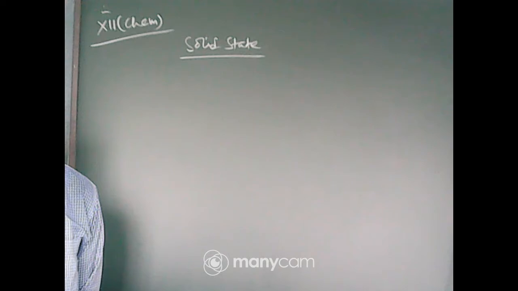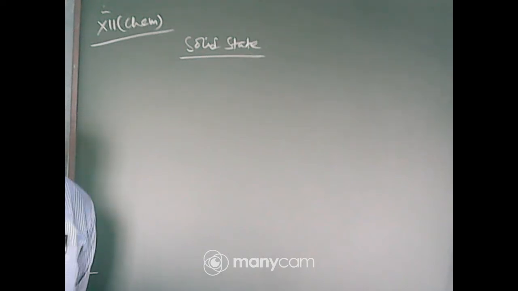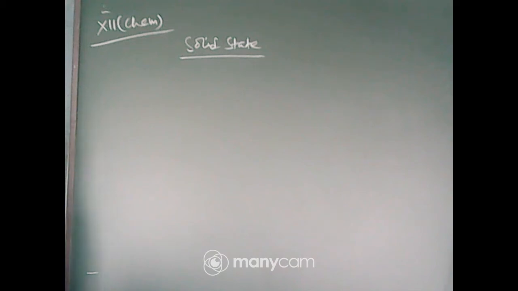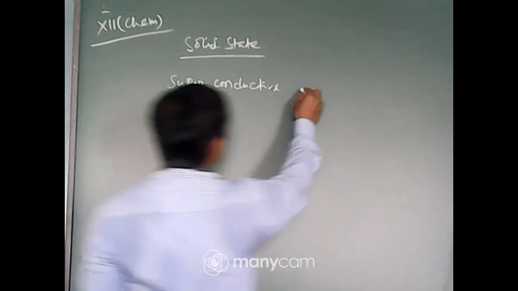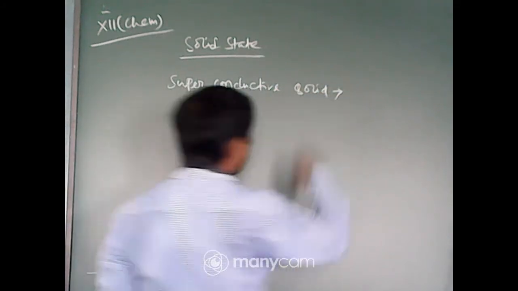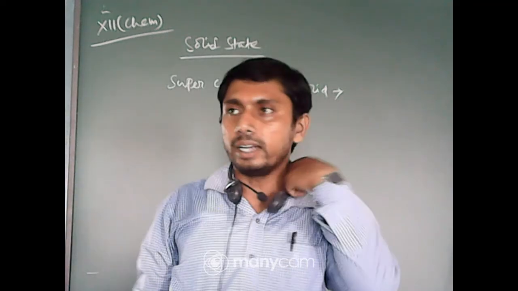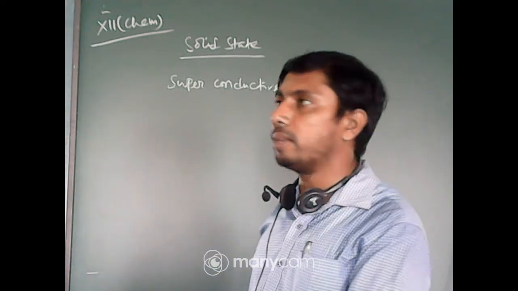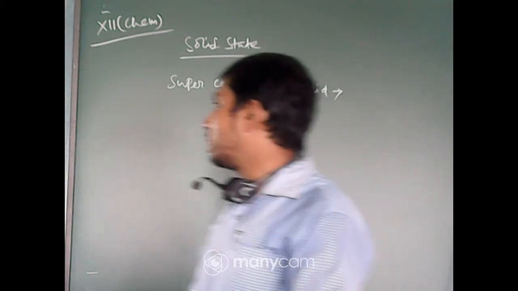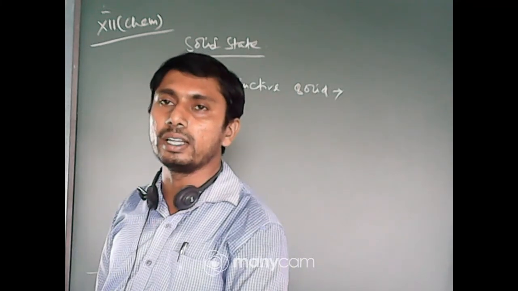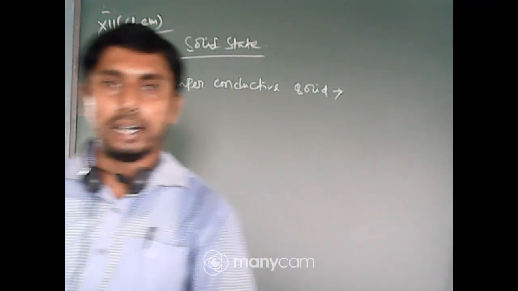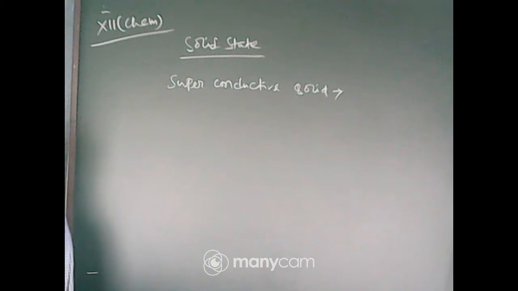Now coming to the next state: nowadays superconductive solids are also made. What is the use of it? Superconductivity is the property of some specific elements. These superconductive solids are synthetically made, and below a certain temperature their resistance is negligible or nil. There are two types of superconductive material.